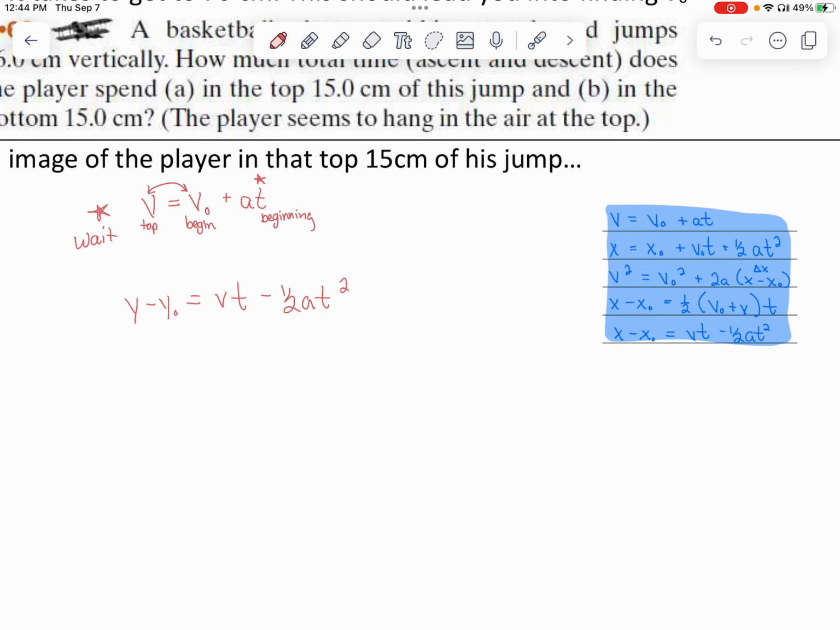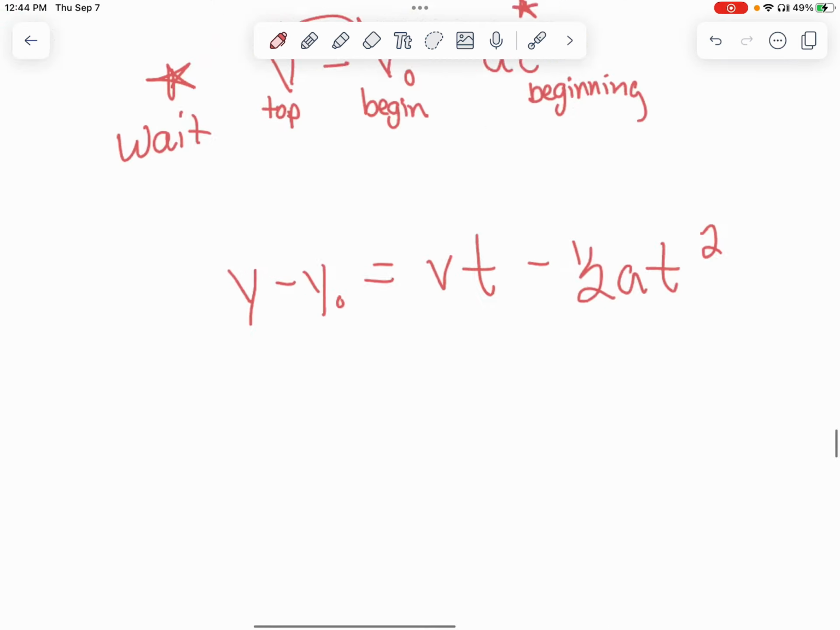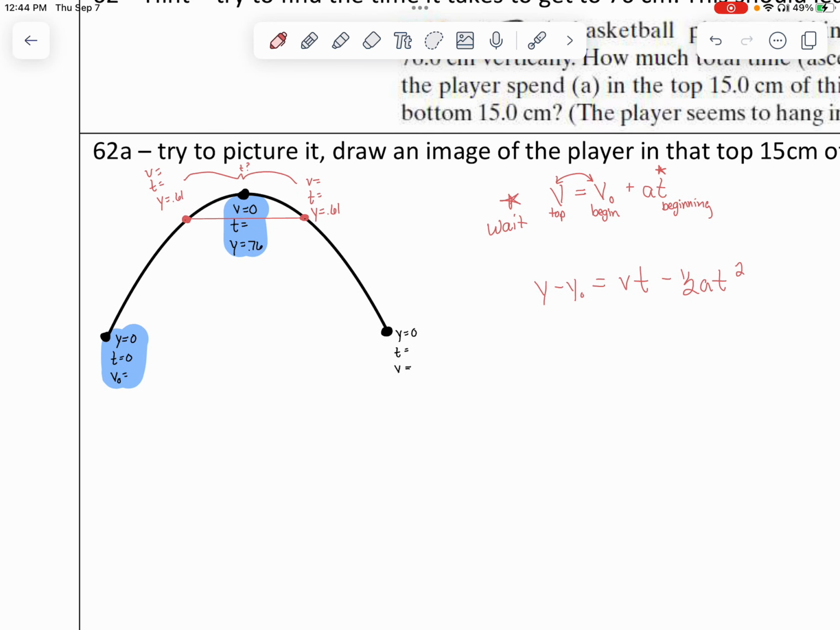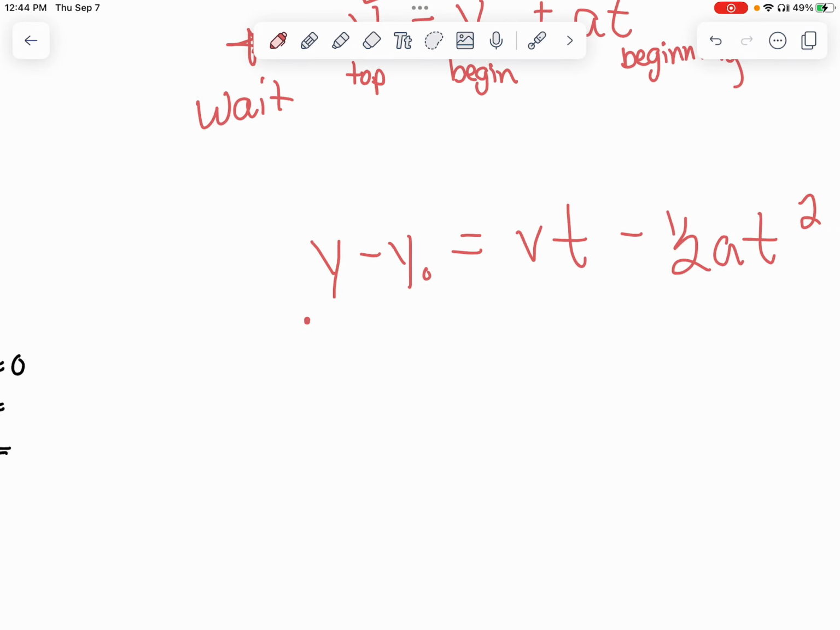Now, what in the world is that going to help me solve for? Let's see. I wonder if I compare, maybe I could compare that. What if I make this the Y, I make this the 61, and I make this the 76? So this is at the top, minus the 61. This is like when it enters that 15.